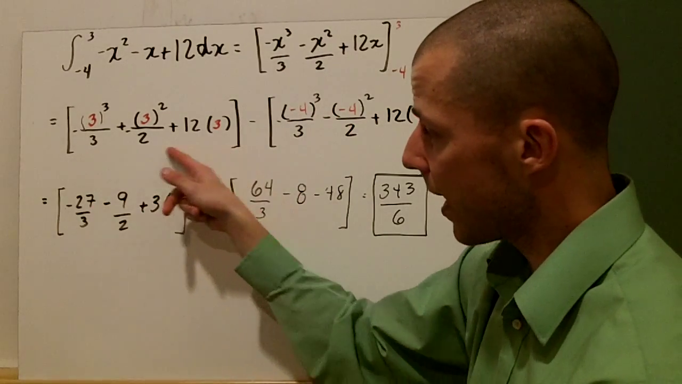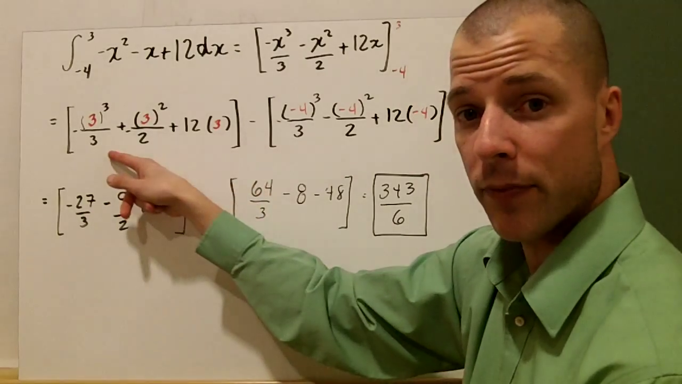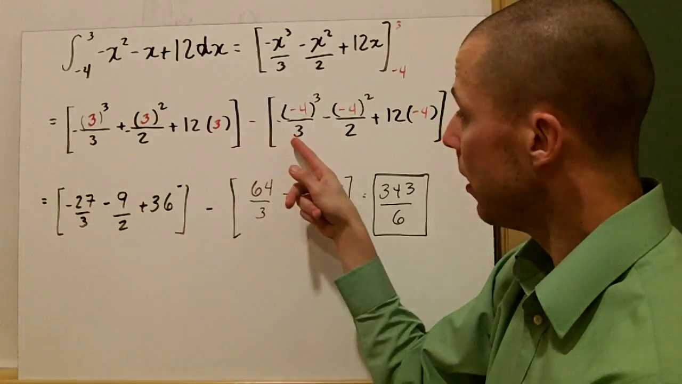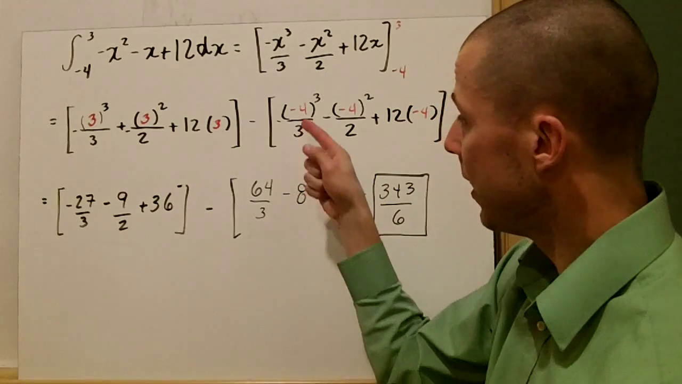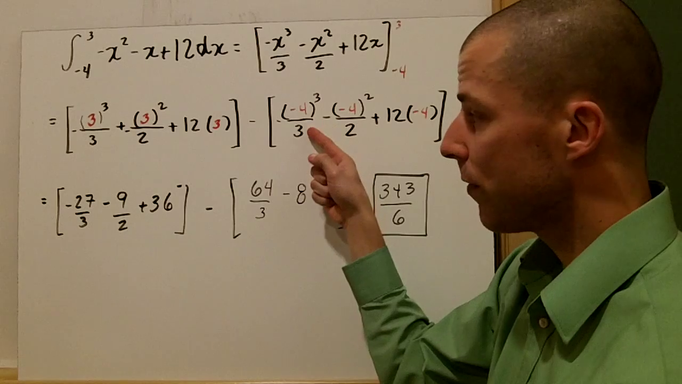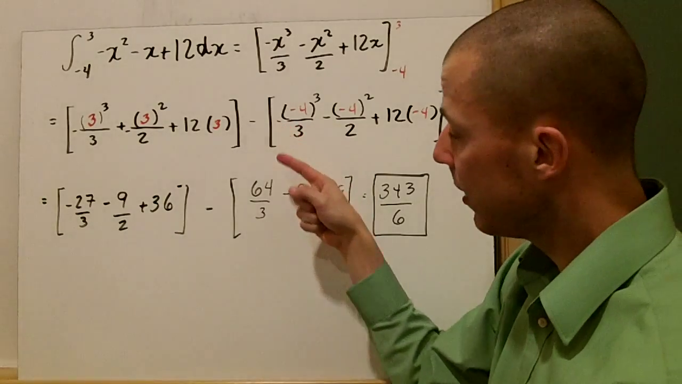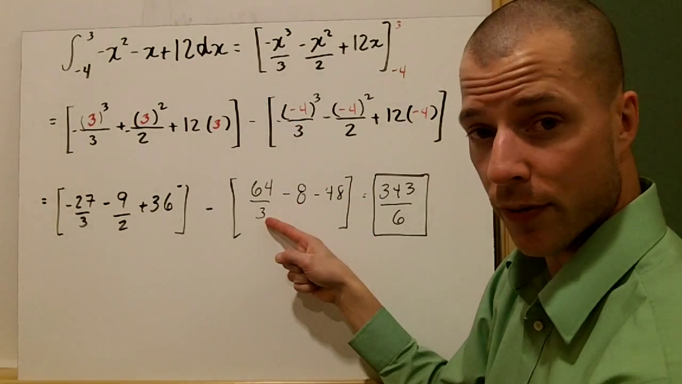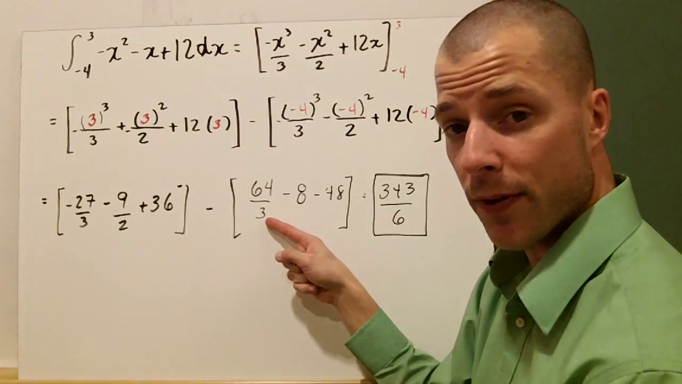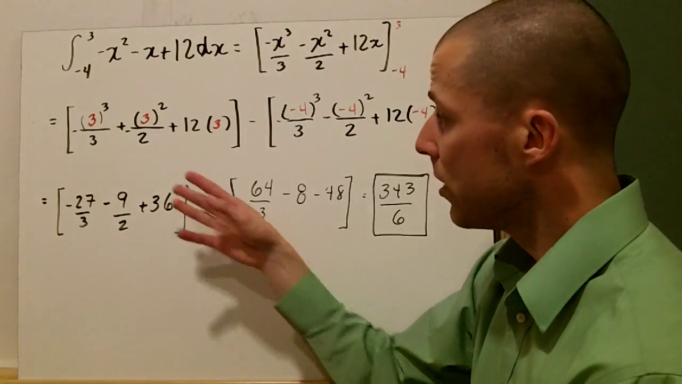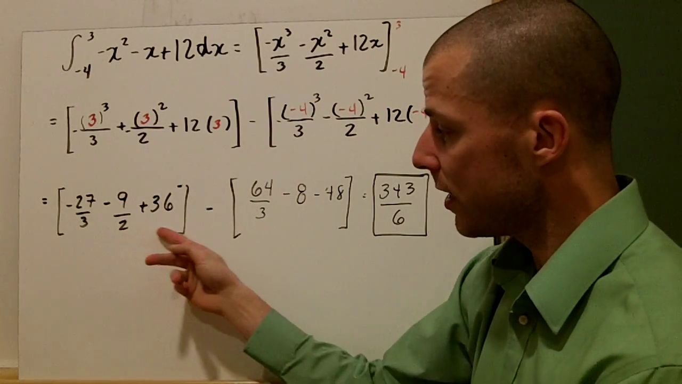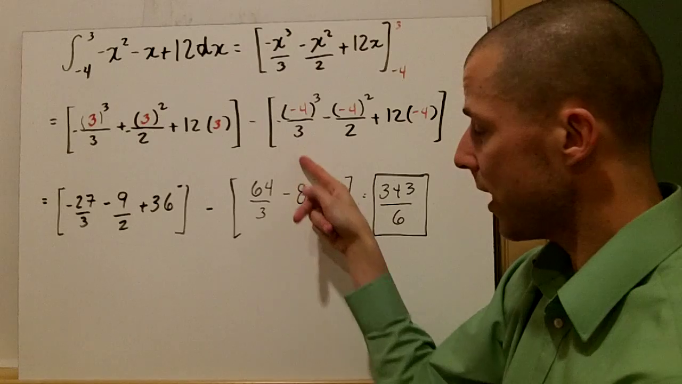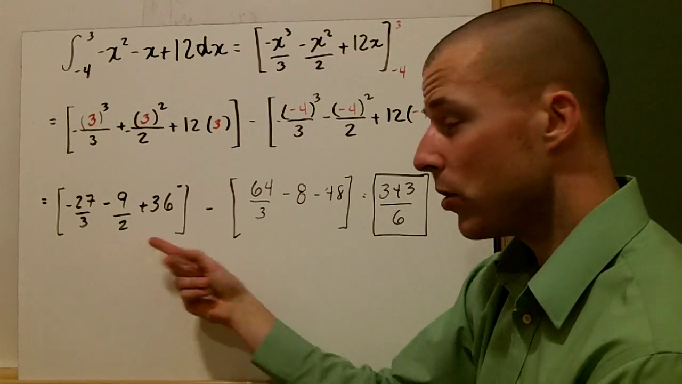Here in the first set of brackets is when I plug in 3. Subtraction of when I plug negative 4 in. Be very careful when you simplify. Notice how negative 4 cubed over 3, and we have that minus sign, becomes positive 64 over 3. So be very careful when you simplify, because that can lead to some trouble. So I plugged in 3 and negative 4 both into my integrated function, and you can see here where I've simplified coming straight down.